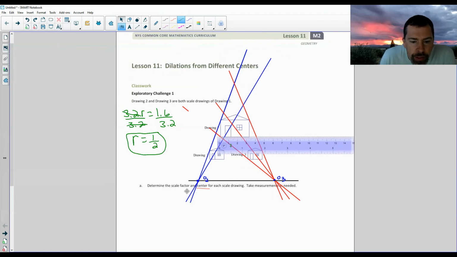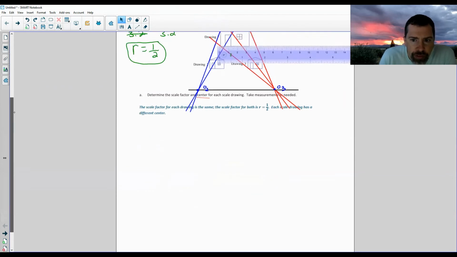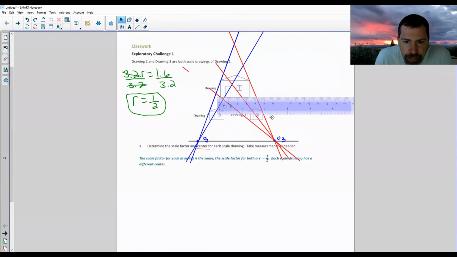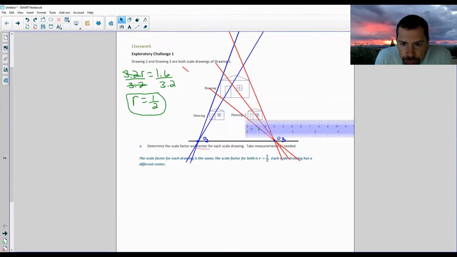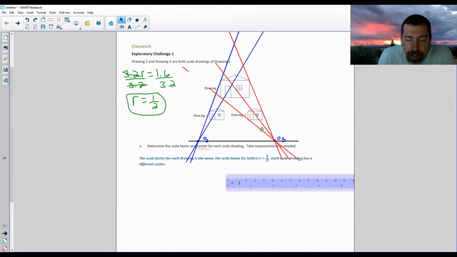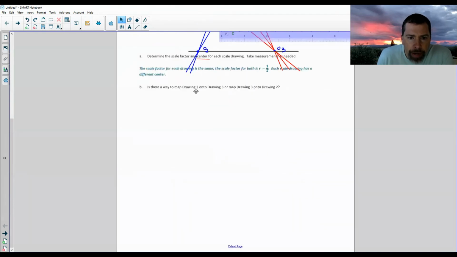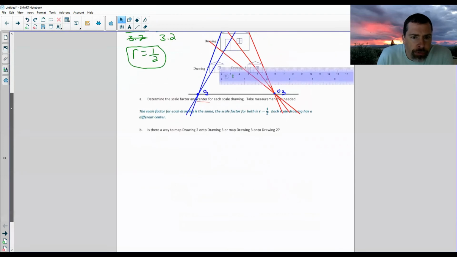So answering A. The scale factor for each drawing is the same. The scale factor for both is r equals 1/2. Each scale factor has a different center. So if I measure this one, because I didn't yet, that's also 1.6. So drawing 2 and drawing 3 are identical. They're the same size. They're congruent. Okay. And then it says, is there a way to map drawing 2 onto 3 or to map drawing 3 onto 2?